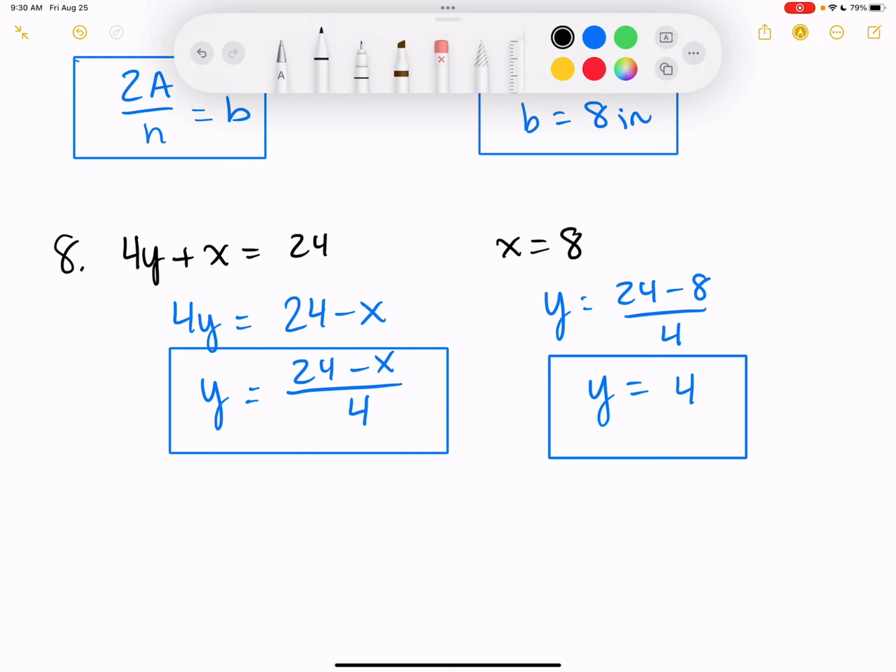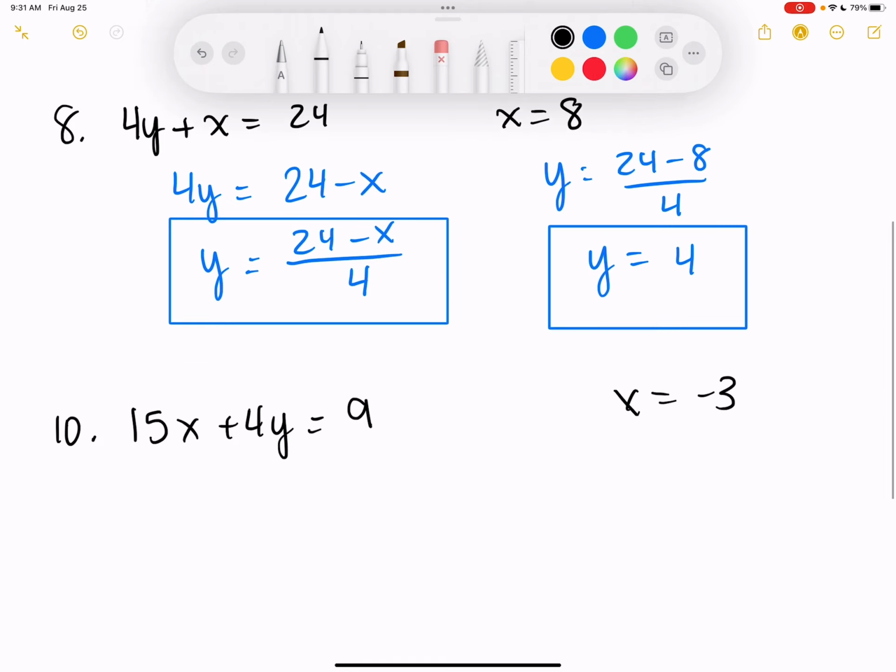All right, 10. 15x plus 4y equals 9. Need y by itself. What do I do? Subtract 15x on both sides. So 4y equals 9 minus 15x. Then what? Divide by 4. So 9 minus 15x over 4.